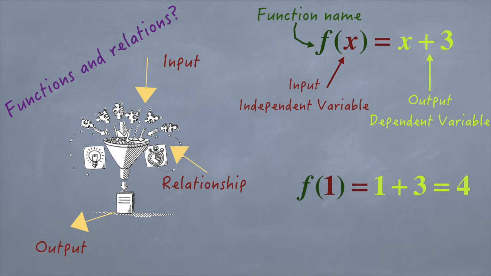Let's take a look at an example. f of 1 is what? What does that actually mean? Wherever there's an x, I'm going to replace that with 1. So that means that f of 1 is going to equal 1 plus 3, which is 4. And the best way for you to think about that is that when x equals 1, f of 1, which really is y, equals 4. Remember, we're not overly concerned about the letters of the alphabet.